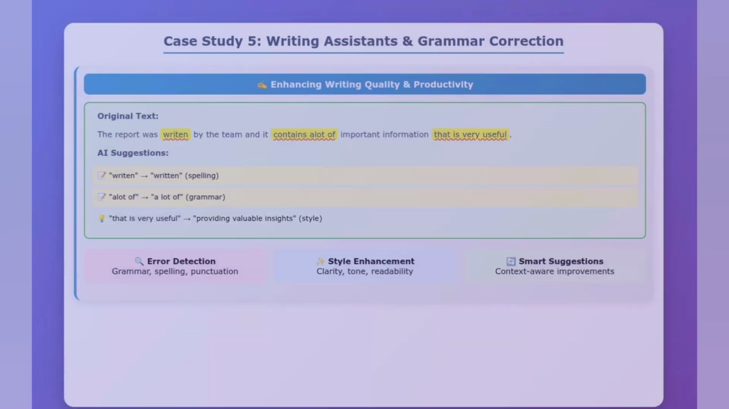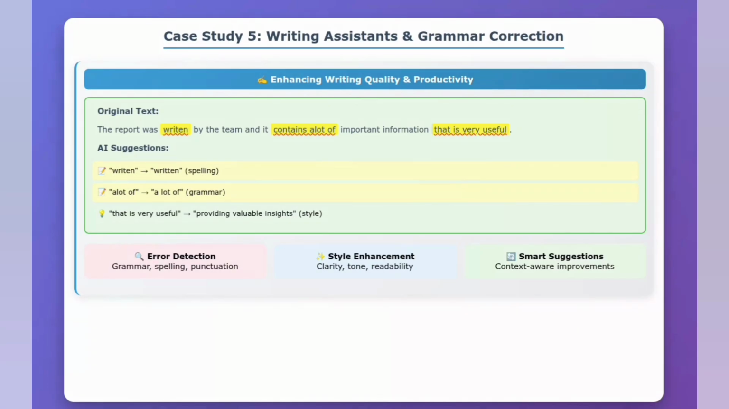Case study 5, Grammatical Error Correction and Writing Assistance. Tools like Grammarly or built-in word processor features use sophisticated NLP to identify grammatical errors, suggest stylistic improvements, and even rephrase sentences for clarity, significantly enhancing writing quality and productivity.